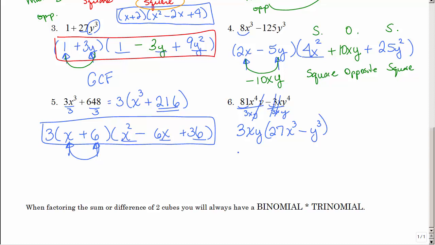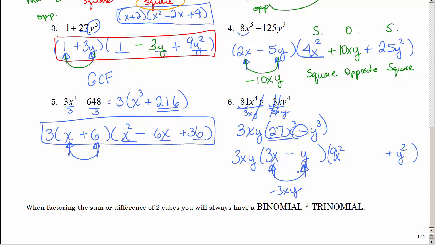Now I have the difference of two cubes, bring down my GCF, keep my same sign. That's right, 3x, then a y. I square that. Remember, 3x times 3x is 9x squared. I square that. That's plus y squared. Multiply it together. Just put the letters in alphabetical order. And change the sign.